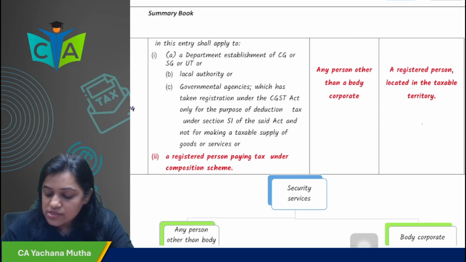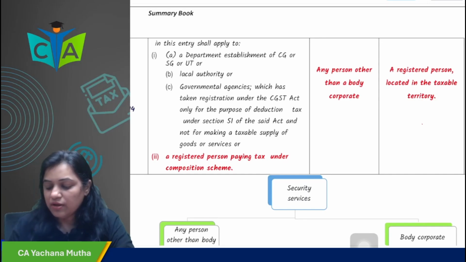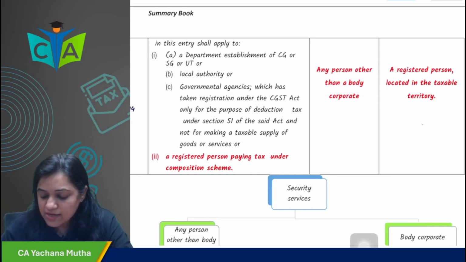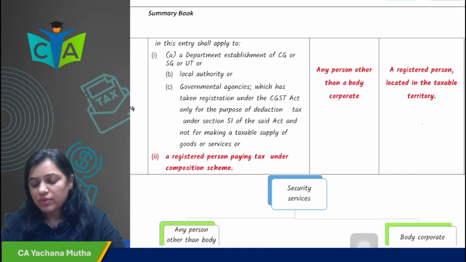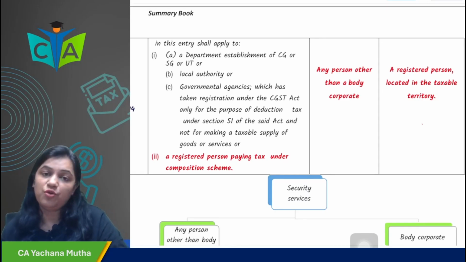Again, if the supplier is other than a body corporate and the recipient is a body corporate, then reverse charge is applicable. But if the supplier is other than a body corporate and the recipient is also other than a body corporate, then forward charge. Or if the supplier is a body corporate, then also forward charge.